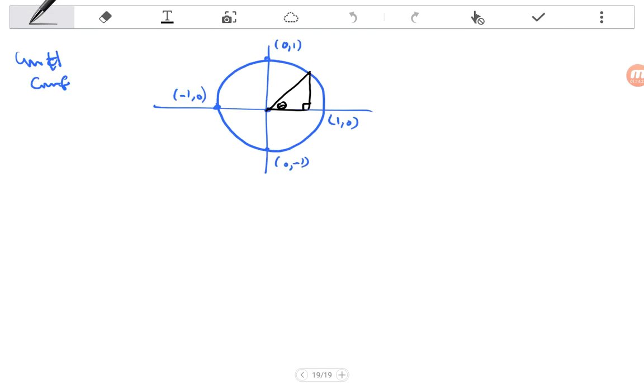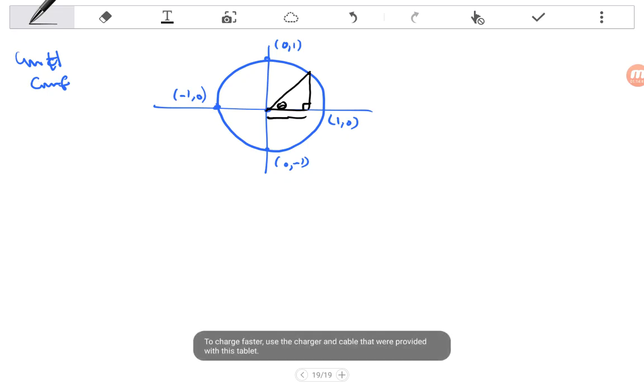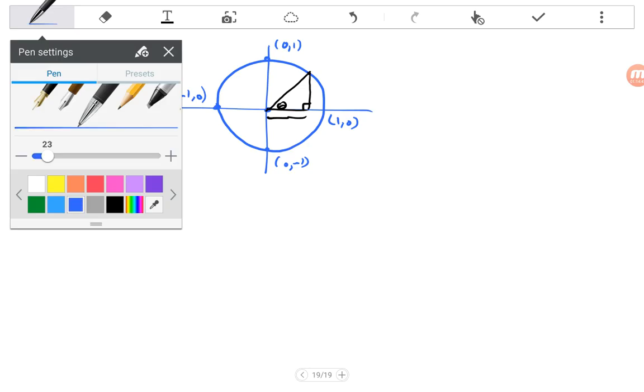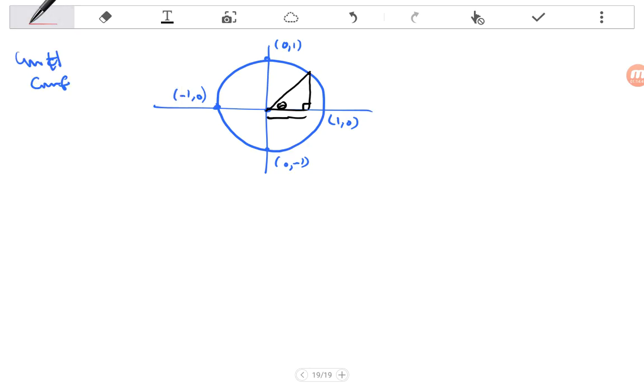Okay, now let's return to this. In this case, I have a triangle. What is this length? If this point is x and y, this length is just x. What about this length?